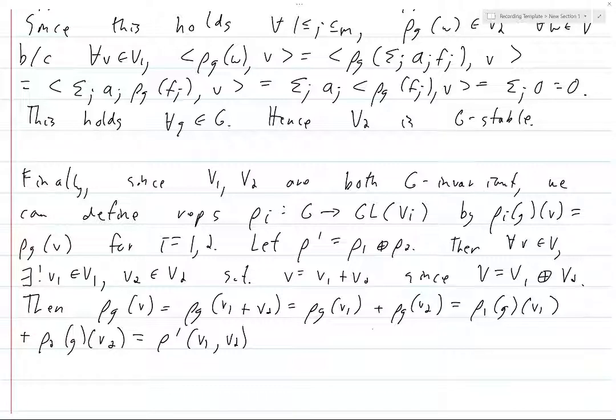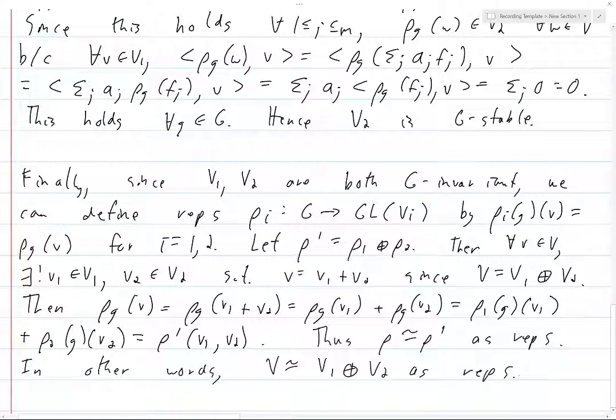And so thus rho is isomorphic to rho prime as representations. In other words, we have V is isomorphic to V1 direct sum V2 as representations. Alright, and that's exactly what we wanted to prove, and so we are now done with this exercise.